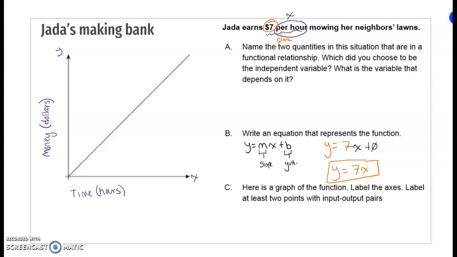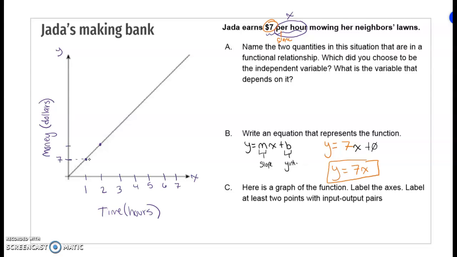So here's the graph of the function. We already labeled the axes and at least labeled 2 points with inputs and outputs. So let's see. We're just going to guesstimate what this is going to be. So I'm going to say this is 1 hour over time, 2 hours, 3, 4, 5, 6, and 7. Okay, so go ahead and label that. And we're going to go straight up, and we're going to go kind of straight over. All we're going to do is label our y-axis. Let's label it by 7s, because that's how much she's earning per hour, right?